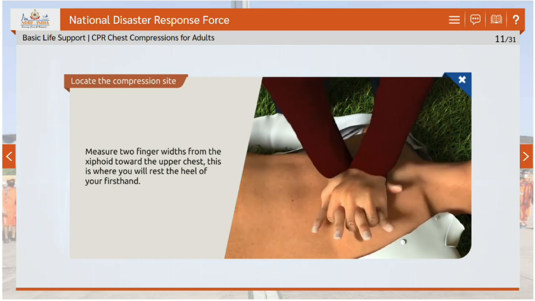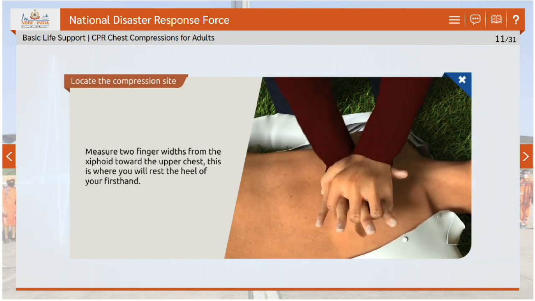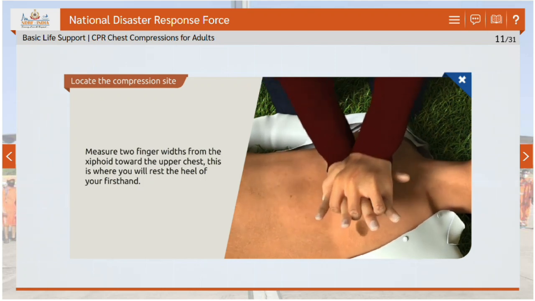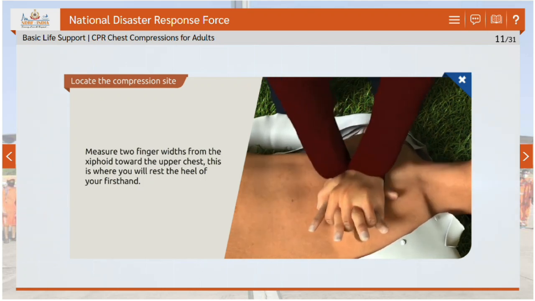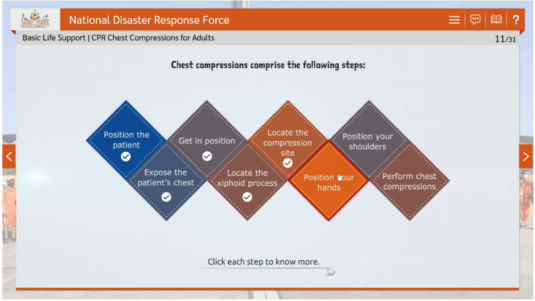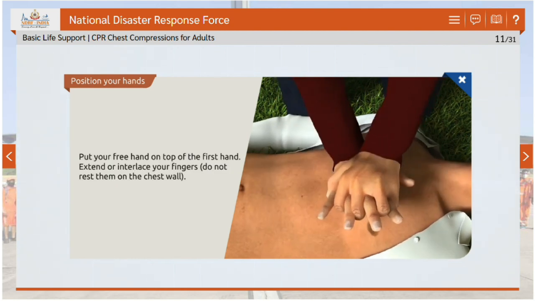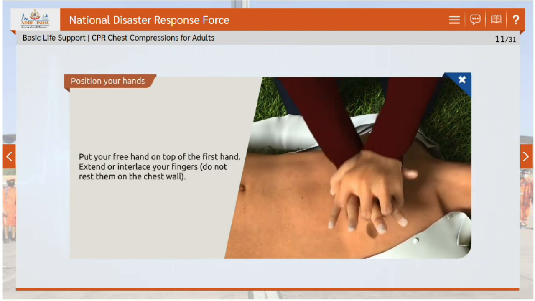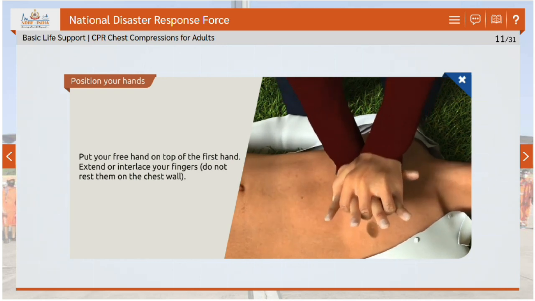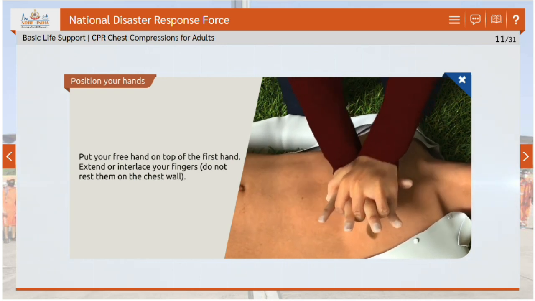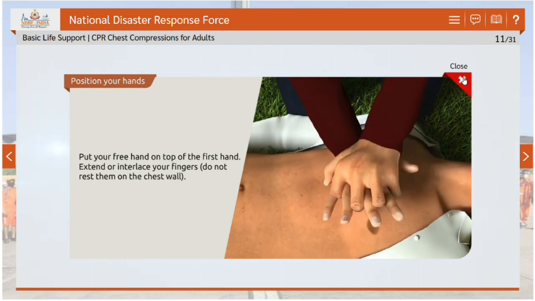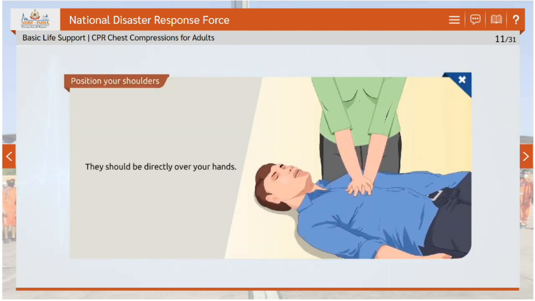Measure 2 finger widths from the xiphoid toward the upper chest. This is where you will rest the heel of your first hand. Put your free hand on top of the first hand. Extend or interlace your fingers. Do not rest them on the chest wall. Your shoulders should be directly over your hands.